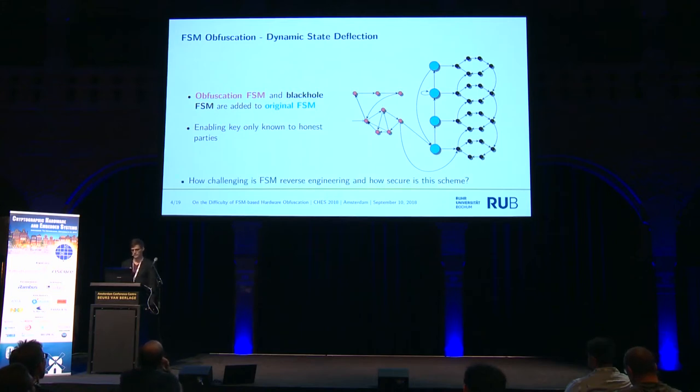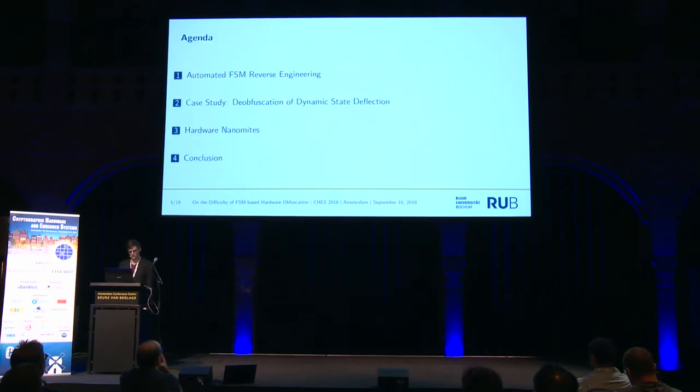Our question here was: how challenging is FSM reverse engineering and how secure is the scheme? If we could somehow reverse engineer the finite state machine from the gate level netlist and obtain the state transition graph, we could directly read the enabling key and then, for example, overproduce chips or do whatever kind of IP infringement we want to do. First, I will talk a little about automated FSM reverse engineering strategies. With this knowledge in mind, we will come back to the dynamic state deflection scheme. Later on, I will present a novel FSM obfuscation primitive that we developed that is suited for FPGAs, called hardware nanomites.